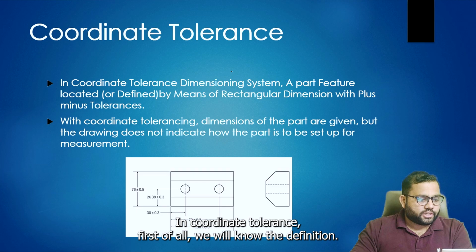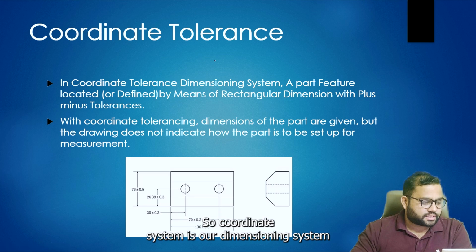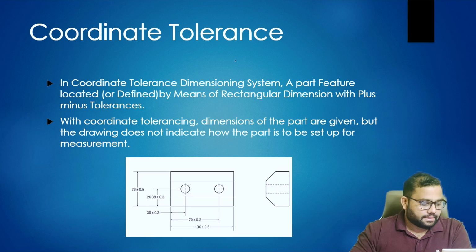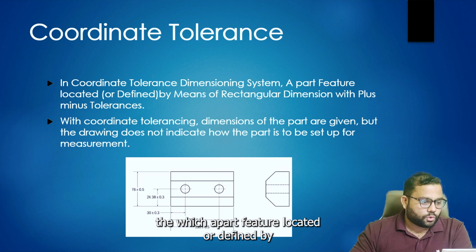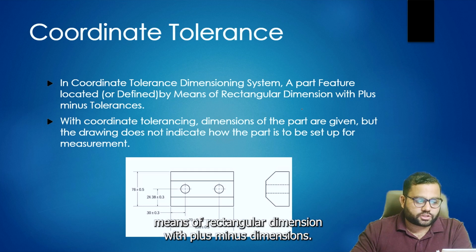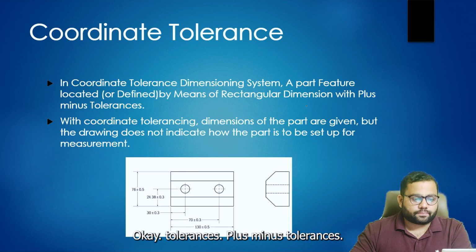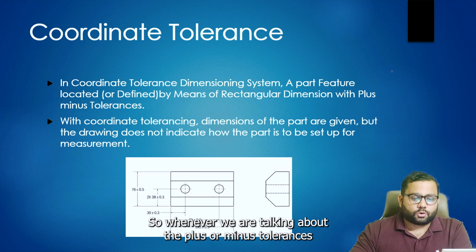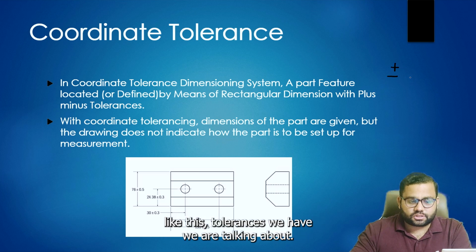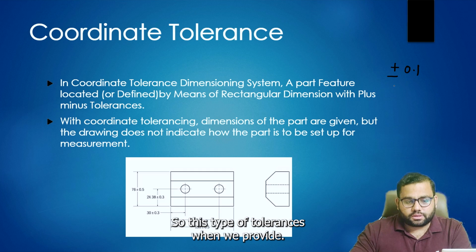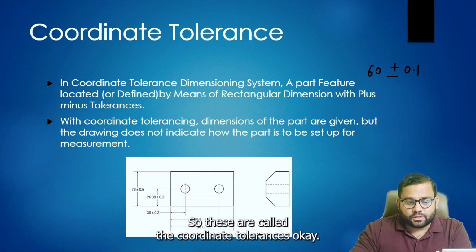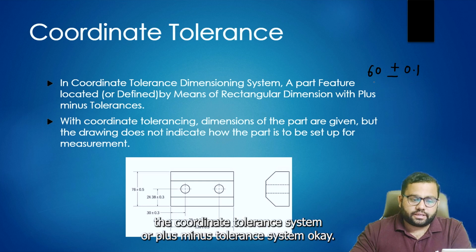In coordinate tolerance, first of all we will know the definition. The coordinate tolerancing system is a dimensioning system in which a part feature is located or defined by means of rectangular dimensions with plus minus tolerances. Whenever we are talking about plus minus tolerances, this type of tolerance is called a coordinate tolerance. This is called the coordinate tolerance system or plus minus tolerance system.